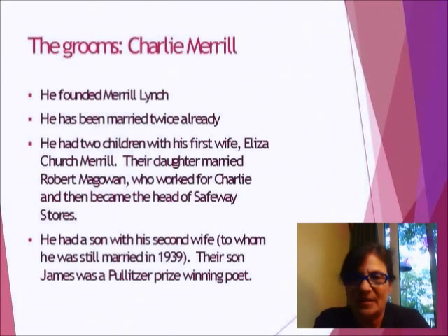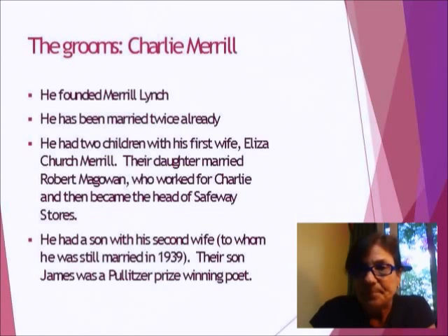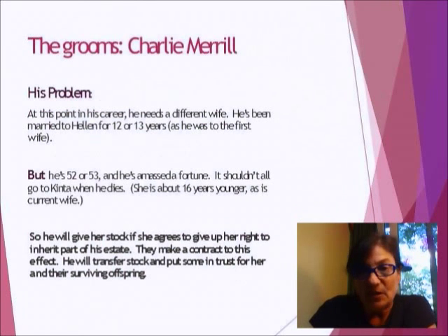Charlie Merrill also had a son with his second wife, the one he's still married to, when our story opens, who actually became a Pulitzer Prize-winning poet. Now, Charlie Merrill's problem, besides still being married and feeling like he needs a different wife at this point, he is 52 or 53 already. His company has been going for some time. He's amassed quite a fortune. And so when he dies, that should not all go to his new wife, right?